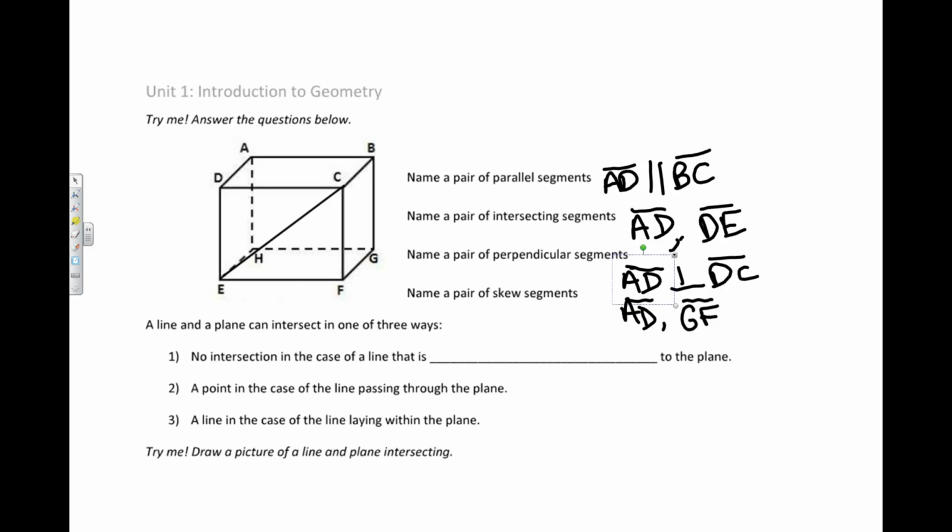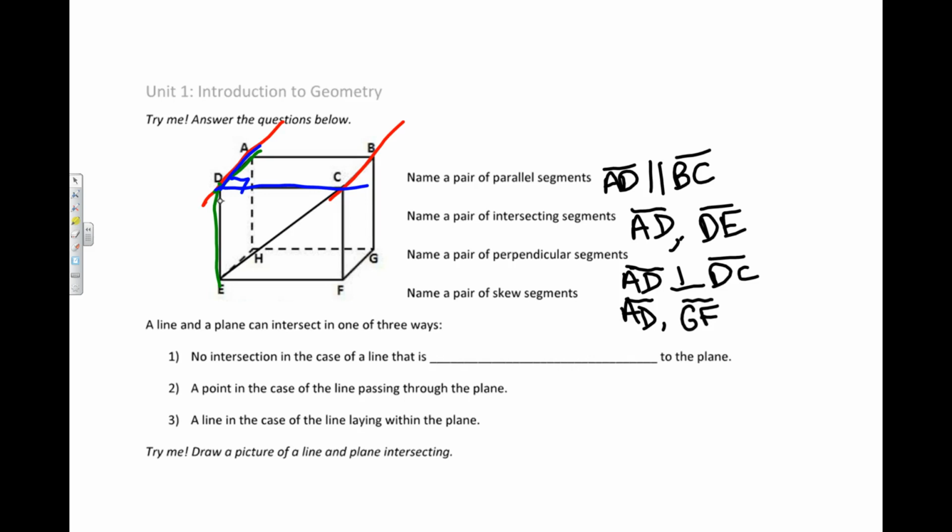So I said a pair of 2 parallel segments could have been AD and BC. Notice they're all on that top plane, ABCD, and they never intersect. A pair of intersecting segments could have been AD and DE. They definitely intersect. A pair of perpendicular segments, which again is another type of intersection, could have been AD and DC. They intersect right there at the corner. I'm assuming that's a perfect rectangular prism.